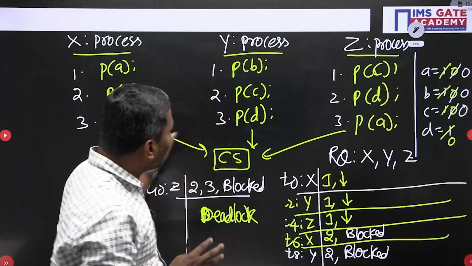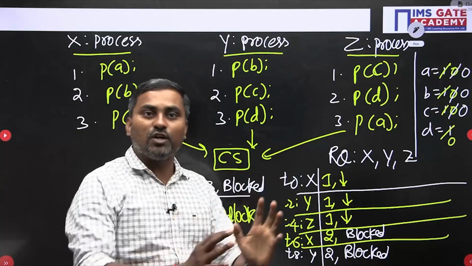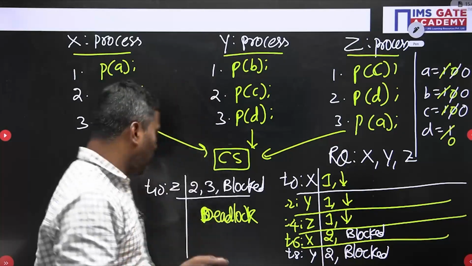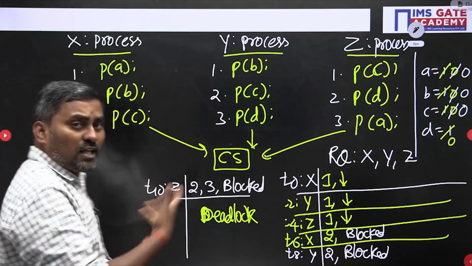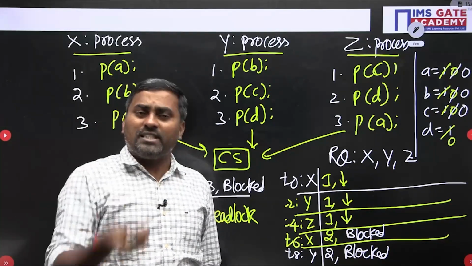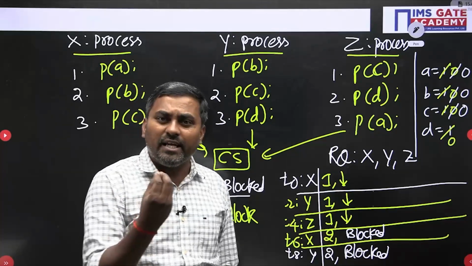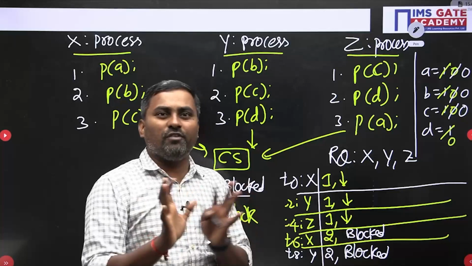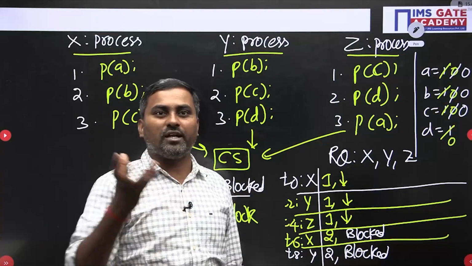So this order of invocation is incorrect. It is leading to deadlock. One important point you should notice: there are 4 options, so is it required to check all options? Is there any shortcut method? Is there any small observation so that we can quickly eliminate some of the options and get an answer?